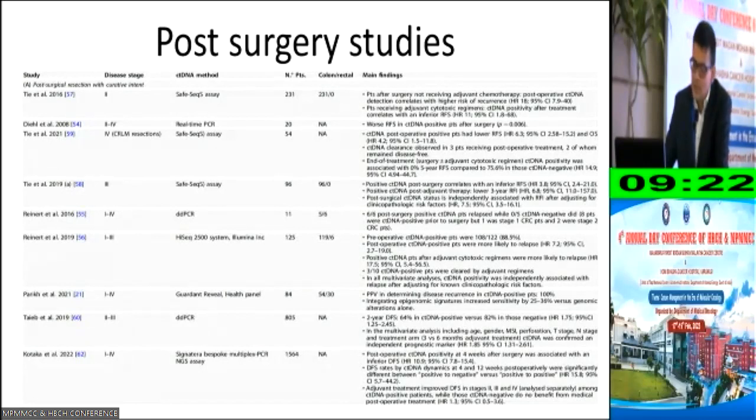So these are all small studies. Some of them are 20 patients. The largest one has around 1,500 patients. And what we take from all these studies is that there is definitely something to say that if you have ctDNA positivity after a surgical resection in early stage or in oligometastatic stage, if the ctDNA remains positive, then it is associated with inferior outcome, inferior disease-free survival.